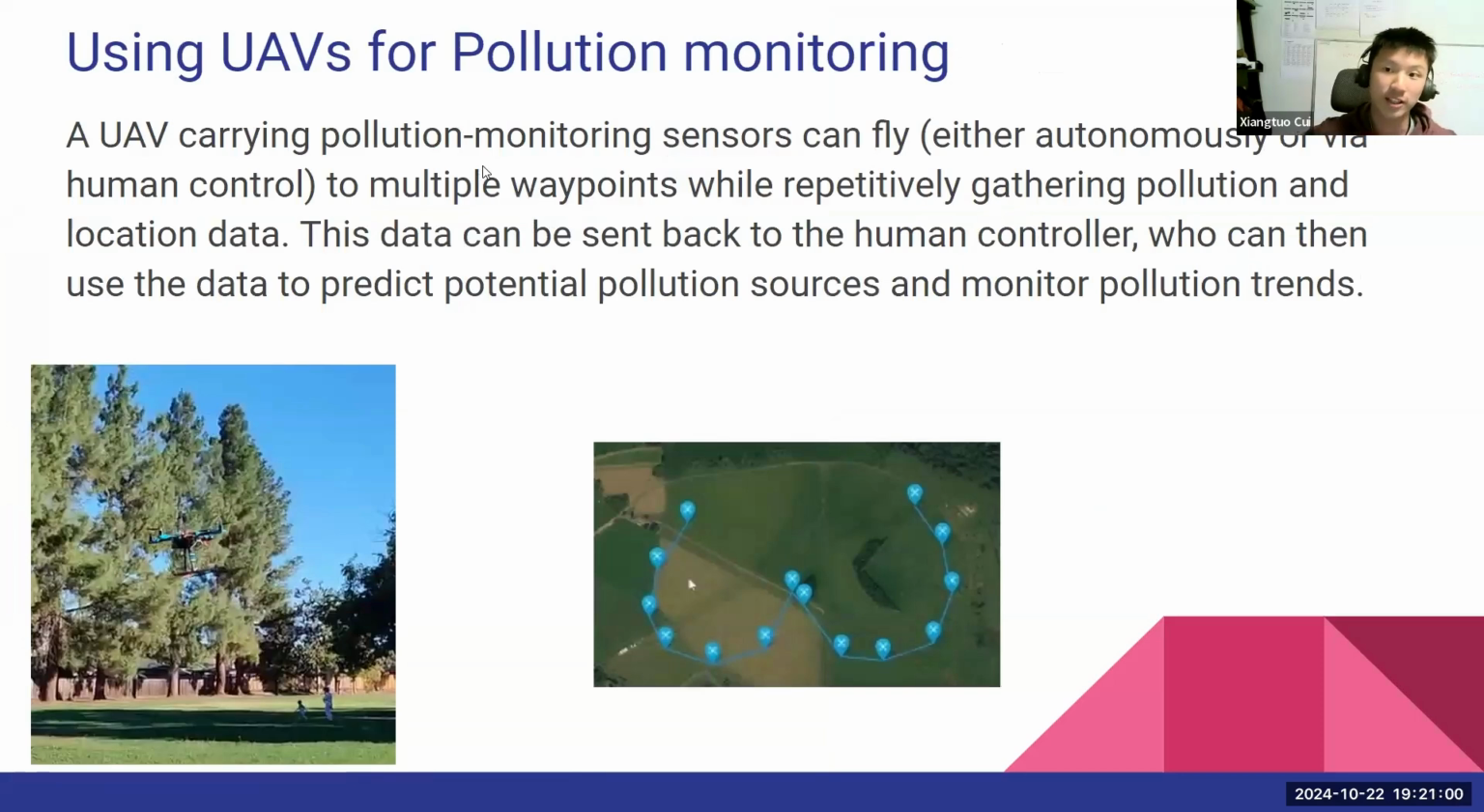UAVs present an opportunity for a more flexible and affordable solution for pollution monitoring. So UAVs attached with pollution monitoring devices can autonomously fly to diverse environments, rural or urban, high altitude or low altitude, while recording pollution data. Such UAVs can integrate machine learning algorithms and predict potential pollution sources and monitor pollution trends.